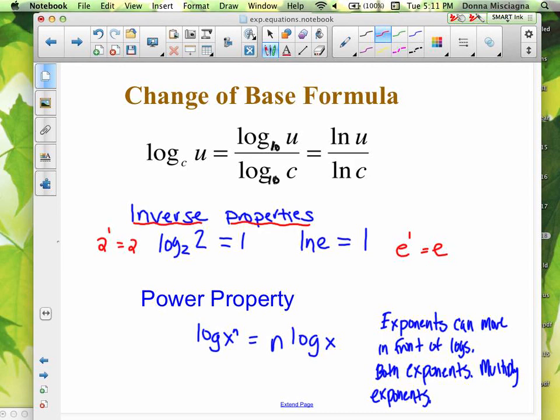We'll also use the power property, that exponents can move in front of logs, because they're both exponents. A log's an exponent, and the power on the result there is also an exponent. So when we raise a power to a power, we multiply exponents. So log x to the n power is the same as n times log x, because log x is an exponent and n's an exponent.